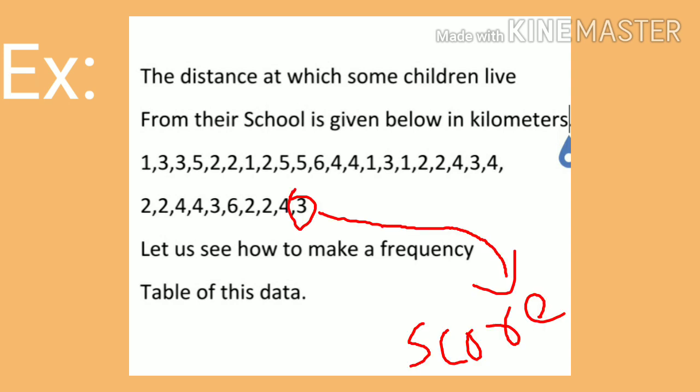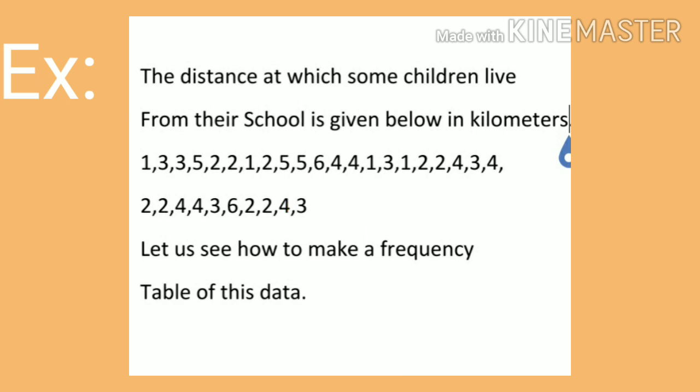Now we see what the frequency is. Here, children, 1 kilometer, right? So 1 kilometer, how many times is it repeated, children? See, 1 time, 2, 3 and 4. So the frequency of 1 is 4. It means 1 kilometer has repeated how many times? 4 times. Now we make a frequency table of this data.